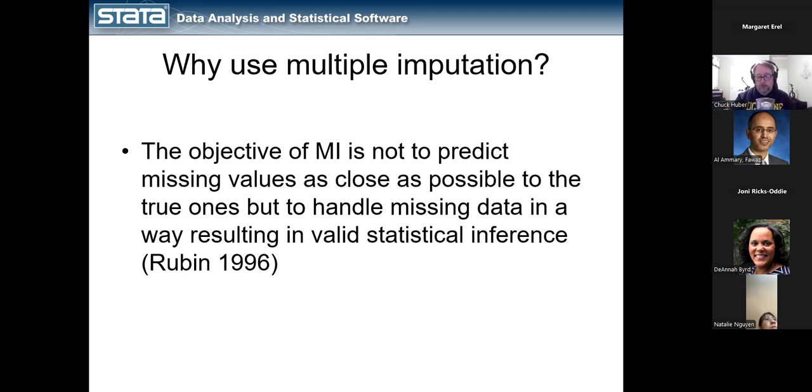What was the original question we were asking? If we had complete data, what's the answer we get? And if we use multiple imputation with missing data, would we get the same results?